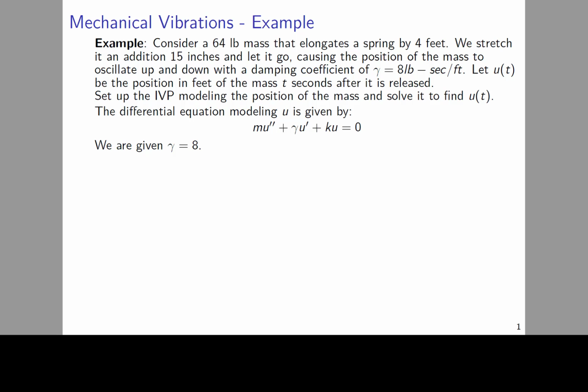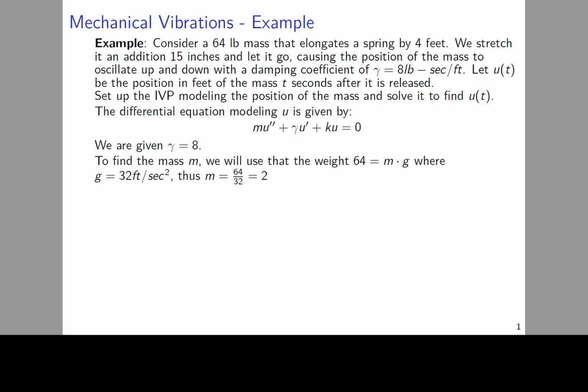We're given the damping coefficient gamma equals 8, but we will need to find the mass and the spring constant k on our own. To find the mass m, we will use that the weight, 64, is equal to mass times gravity, where gravity is given by 32 feet per second squared, and thus the mass is 64 over 32 equal to 2.